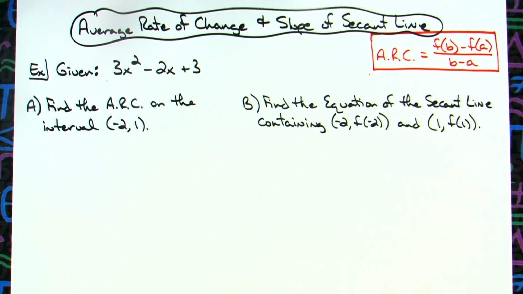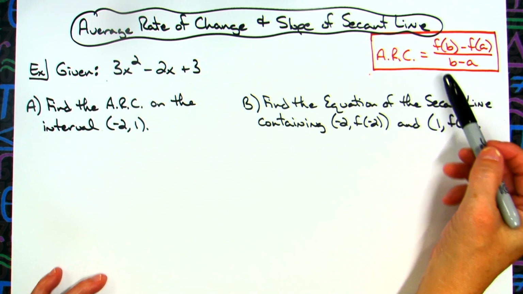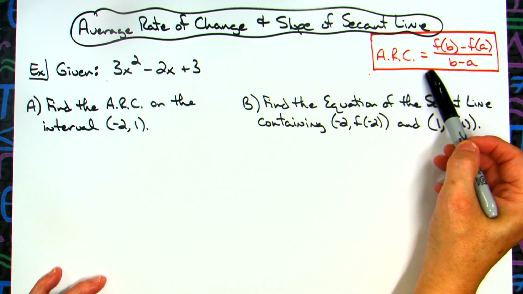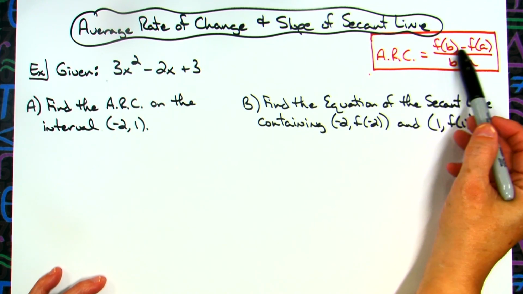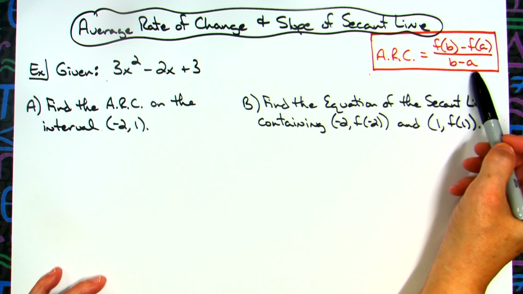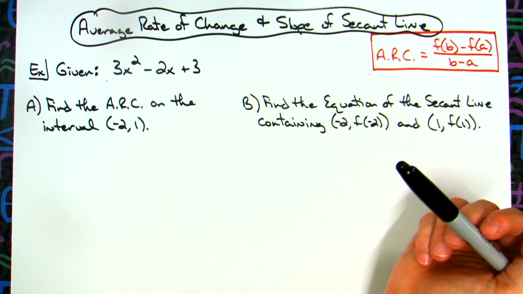In this video, we're going to be taking a look at the average rate of change and the slope of the secant line. These two things go hand in hand and are usually taught together in a pre-calc class. For reference up here, I have the average rate of change formula, which is f of b minus f of a all over b minus a. So we will use that in part A here.